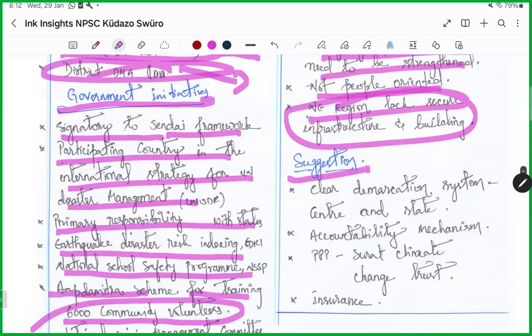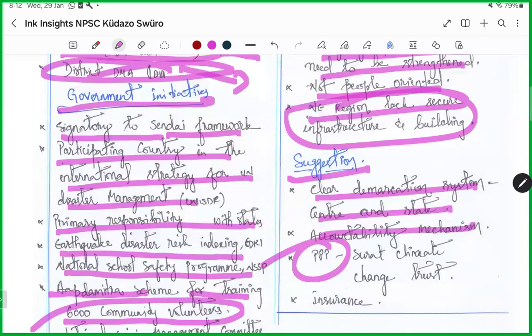Now, what are the suggestions or way forward? Clear demarcation system, center and state, accountability mechanism. PPP. What is PPP? Public-private partnership. So one such example of public-private partnership is the Surat Climate Change Trust. I have also made a note on Surat Climate Change Trust with regard to PPP, because PPP not only helps you in disaster, but also when you write about the environment, because nowadays public-private partnership is becoming very important.